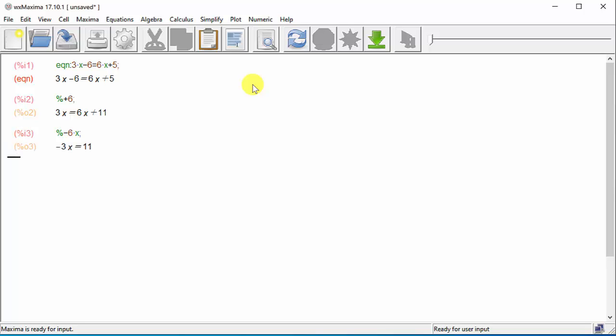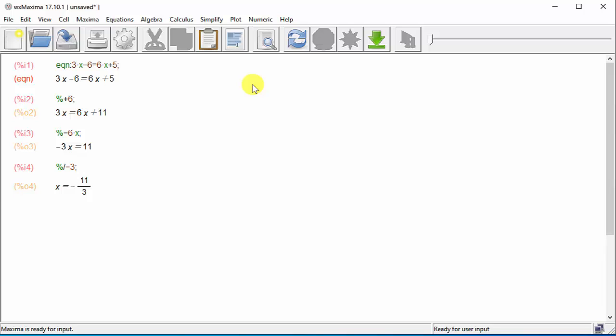So I get negative 3x equals 11, and now I need to divide both sides by negative 3. So I've got percent divide negative 3. And I'm semicolon, and I'm going to shift enter, and I get x equals negative 11 thirds. Okay? All right, so that's our solution.